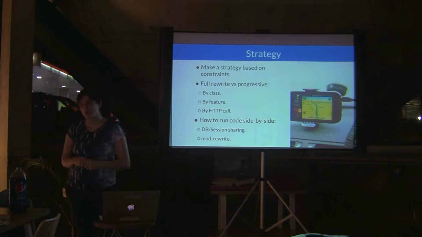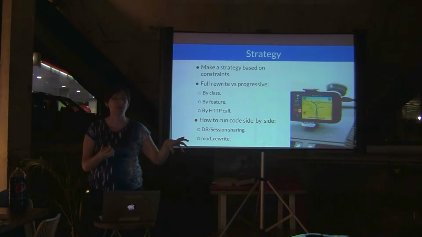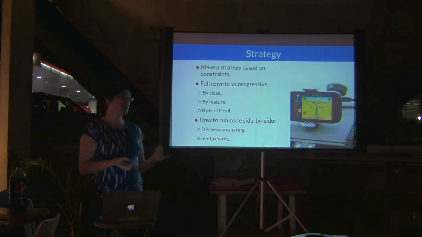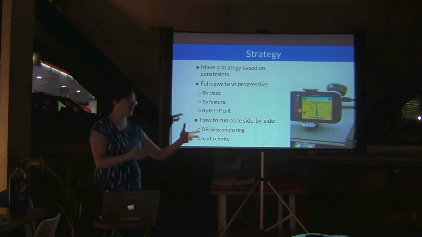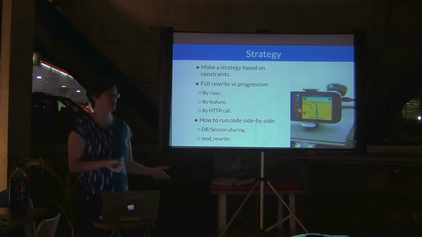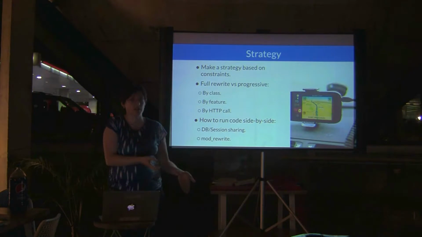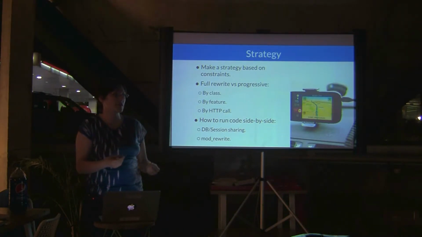But then you wonder, when you do this progressive rewrite, how do you make code run side by side? Because you have this shiny new code, maybe it's a completely isolated feature, or an HTTP call. How do you make it run side by side? The only big things that you have to consider are really just database or any external services you're using, and session sharing. And if your session is stored in a database, then you're pretty much covered. So the code itself is not a problem.